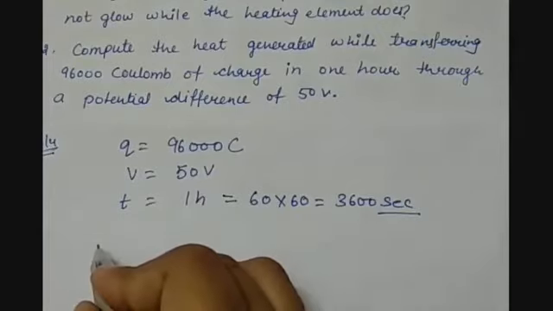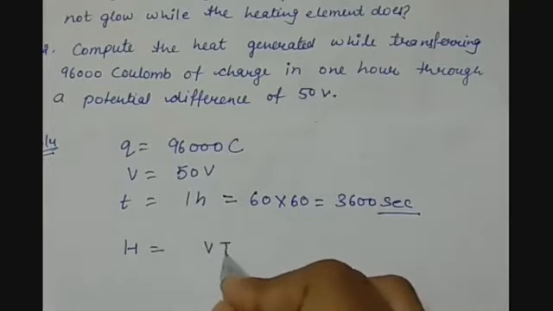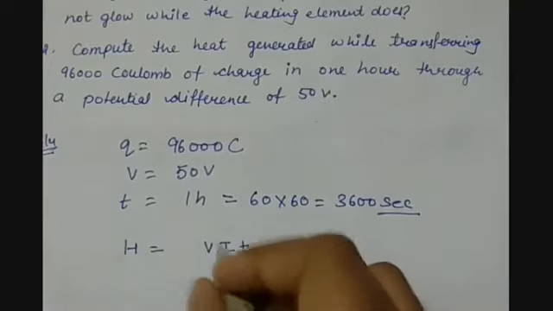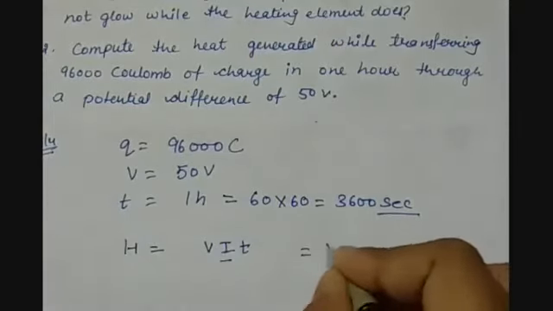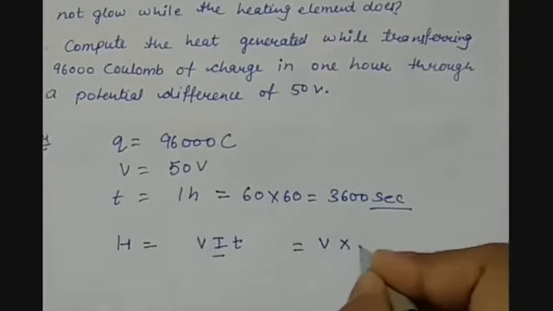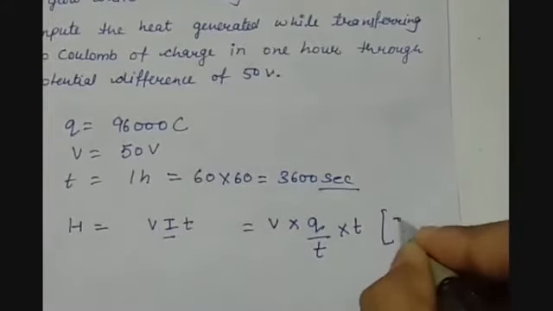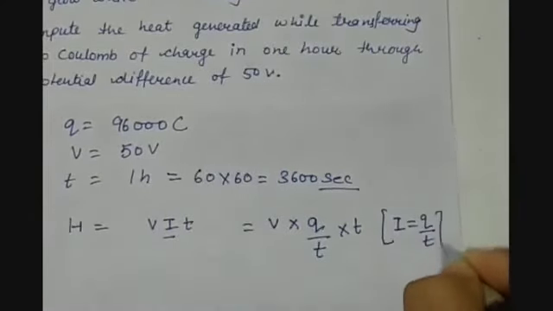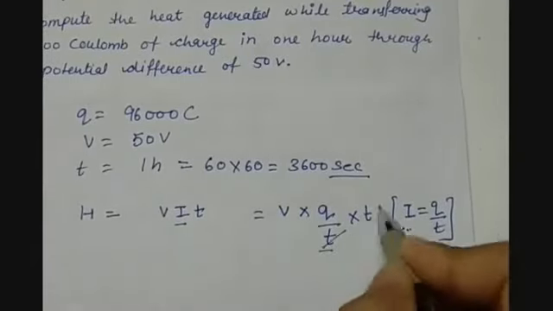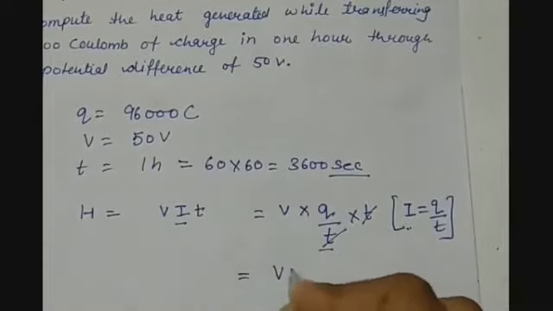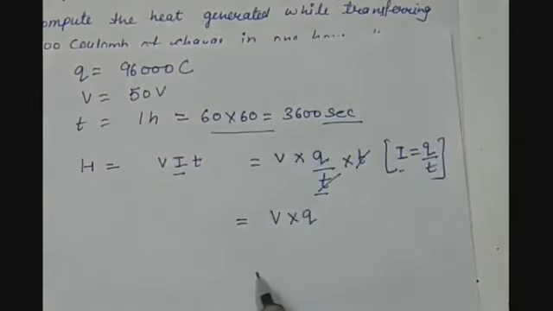As we have to calculate the heat generated, for heat generated we have the formula VIT. As we have Q here, instead of I we can write it as V into Q upon T into T, because I is equal to Q upon T. So T is cancelling out and we are left with V into Q. So there is no need to convert time into seconds.